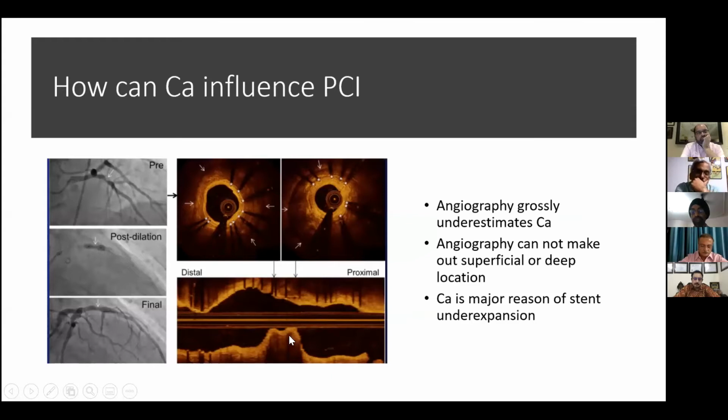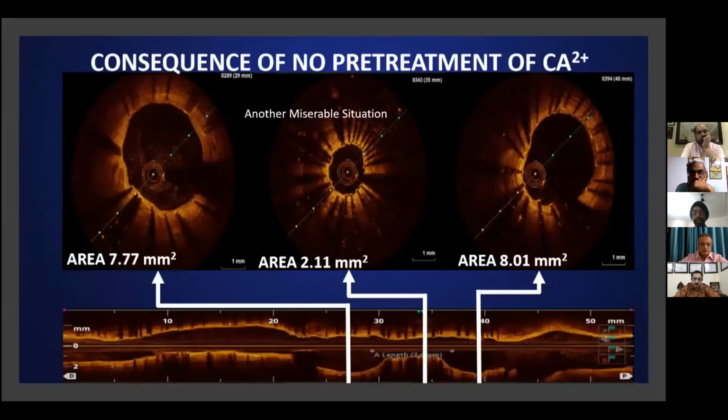Under-expansion of the stent is one of the major reasons of restenosis, and calcium is one of the worst enemies. Now, this is another miserable situation: you have beautiful stent diameters on both ends, but you have just 2.11 area in the center. Angiography may not show this, but this is a grossly underexpanded stent, and this calcium does.